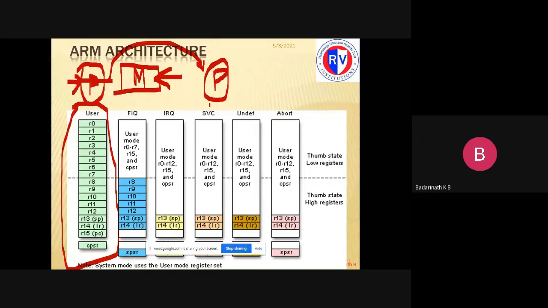What is the job of this program? Whenever a request comes from a particular peripheral, you have to execute this program. What will the program do? Collect the data from this peripheral, do some processing, put it in the memory, or take certain action based on the data. This is what has already been decided by the programmer and kept in the memory. So whenever you get a request from a very important peripheral, you go from user mode to FIQ mode.